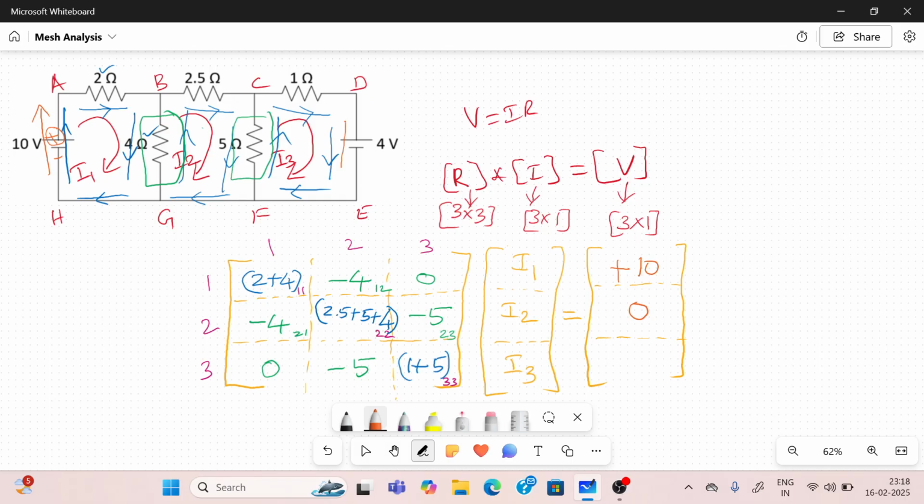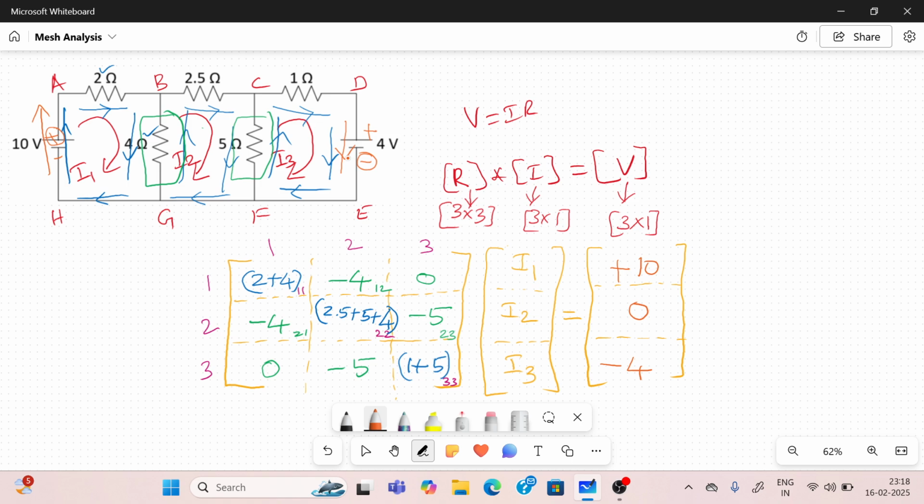Then coming to mesh 3, C to D, D to E. What is the D to E? The current direction is this way, so higher potential to lower potential, which means a drop, minus 4 volt. Why minus? Because going from higher potential to lower potential creates the drop. So minus 4. Okay. There are no other sources here.